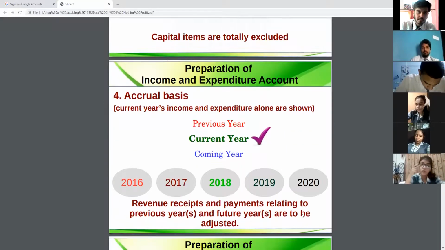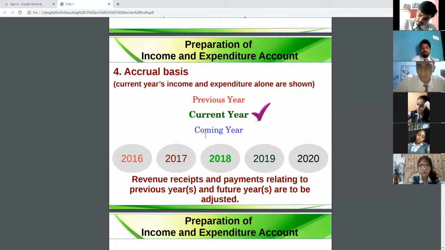Second, it is based on accrual basis, means only current year. Accrual basis means current year's income and expenditure are shown. Mehul Bansal, accrual basis means only current year's income and expenditures are to be shown. Clear? Shall we proceed?